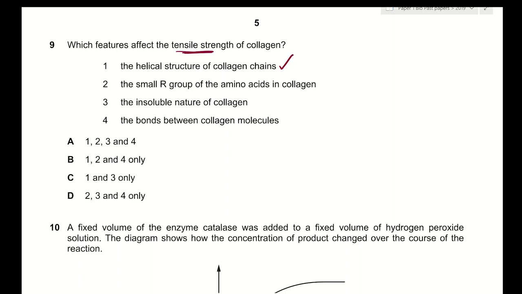For 2, the small R group of the amino acid in collagen. Now, the amino acid in collagen with a small R group is going to be glycine. And every third amino acid in the collagen polypeptide is glycine. Yes, and it does help with the tensile strength. The reason for this is because it's small, it allows the polypeptide chains to wind around together even more tightly. Therefore, glycine is going to be correct. 3. The insoluble nature of collagen. Now, this does not affect the tensile strength. Therefore, this is incorrect. 4. The bonds between collagen molecules. Now, collagen molecules are joined together by hydrogen bonds and some covalent bonds.